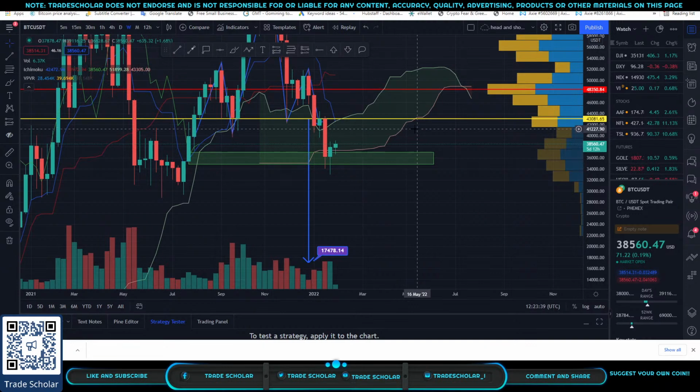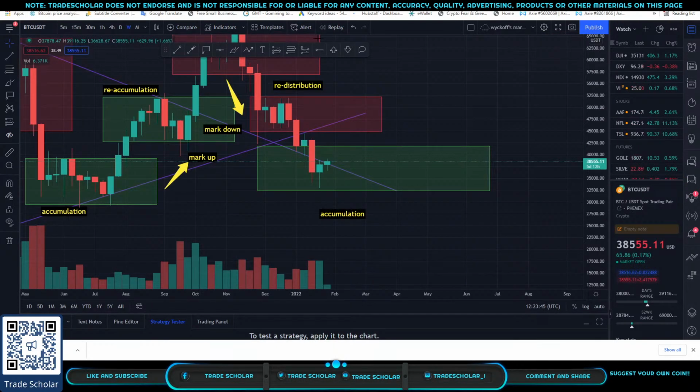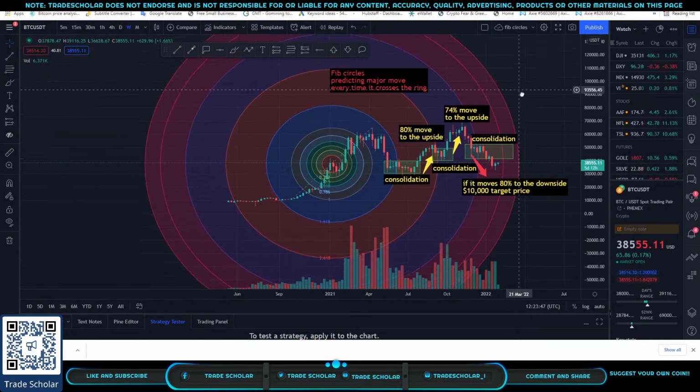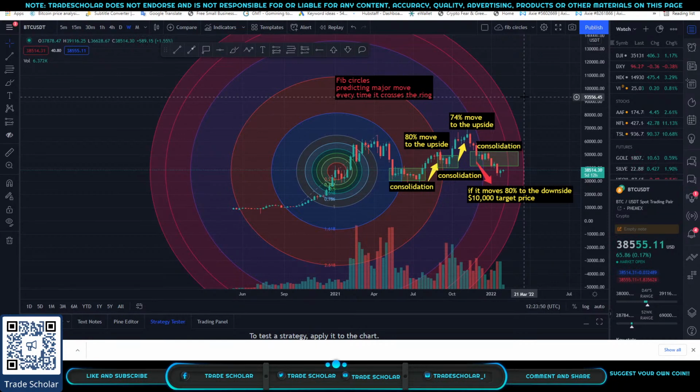So what do we have here? This one, I am showing you all directions, the bulls and the bears, so you can always be ready whatever happens. This fib circle is predicting a major movement every time it crosses a ring. Every time it crosses a ring, it moves either to the downside or to the upside. So right here, we can see that after crossing a ring, it went sideways.